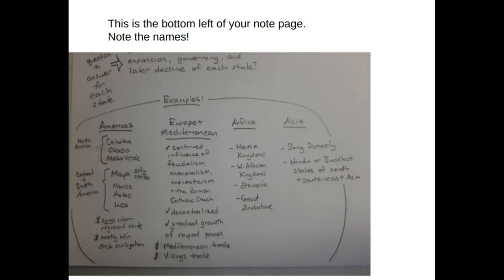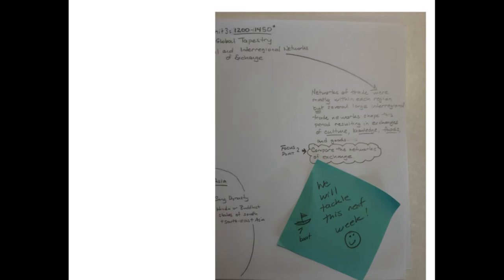And then finally, moving to Asia, the Song Dynasty, which we've looked at, and then Hindu or Buddhist states of South and Southeast Asia, including a number of states in India, in Thailand, and in Indonesia. On the upper right-hand side of your page, I'd like you to make a note about the other part of the title, interregional networks of exchange. Now, networks of trade mostly were within regions, but several networks connected regions. We're going to look at this in more detail next week, but please make note of this on your page because it's all the same time period.